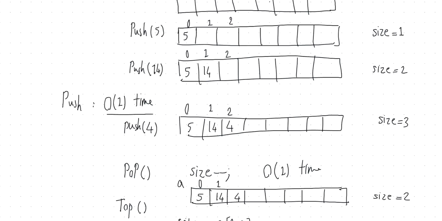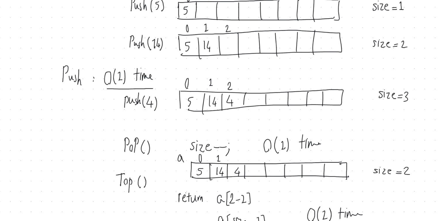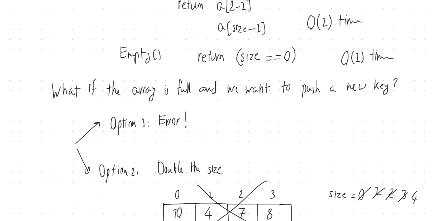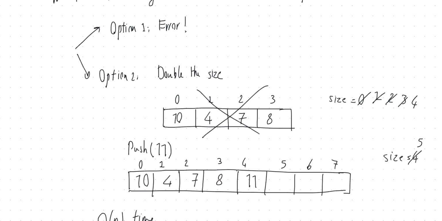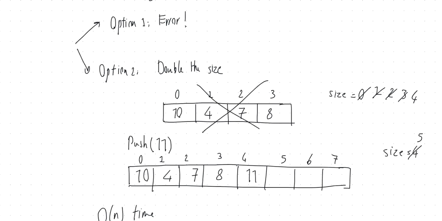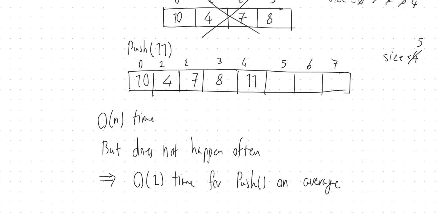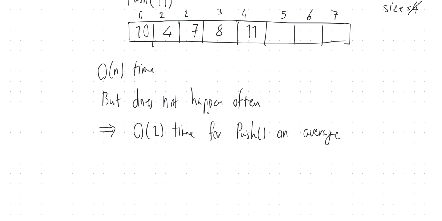Every time you need to push, you increment the size by 1, and that is constant time. Occasionally, you reach a situation where the array is completely full, which means the size is equal to the capacity. In that case, you need to double the array, copy everything from the old array into the new array, and then push the new element and increment the size. So that takes order n time, but since it happens rarely, still on average, you get constant time for push.